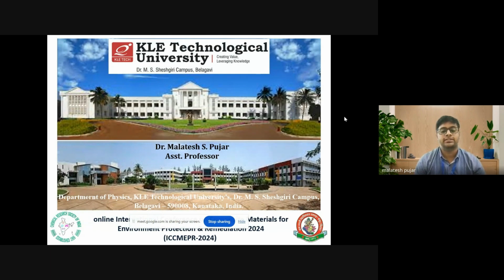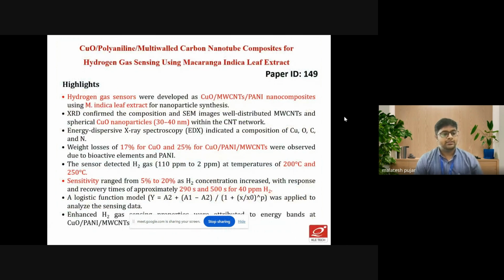Here, I am Dr. Malatesh S. Pujar, Assistant Professor, working at KLE Technological University, Belgaum campus. Quickly, because of the short time, I'm presenting a short part of one of my works. That is a copper oxide and polyaniline multi-walled carbon nanotube.